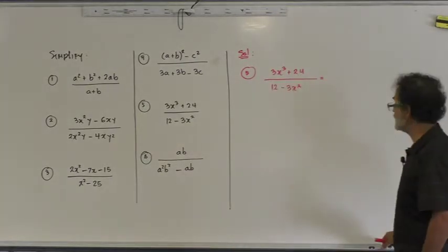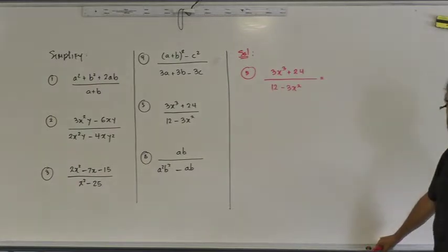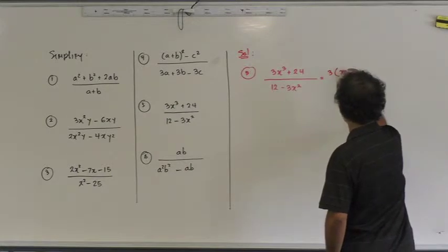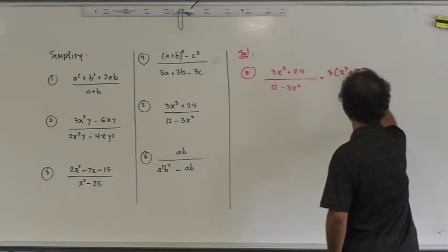Right. Okay, so the top line, before you do anything, see if you have any common factor. Do we have any common factor? Yes. The answer is yes. What is it? 3. So it's 3 outside of x cubed plus 8. Yes.